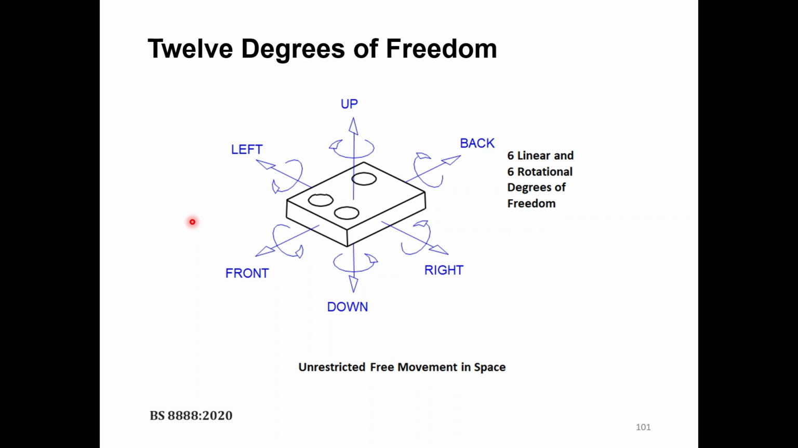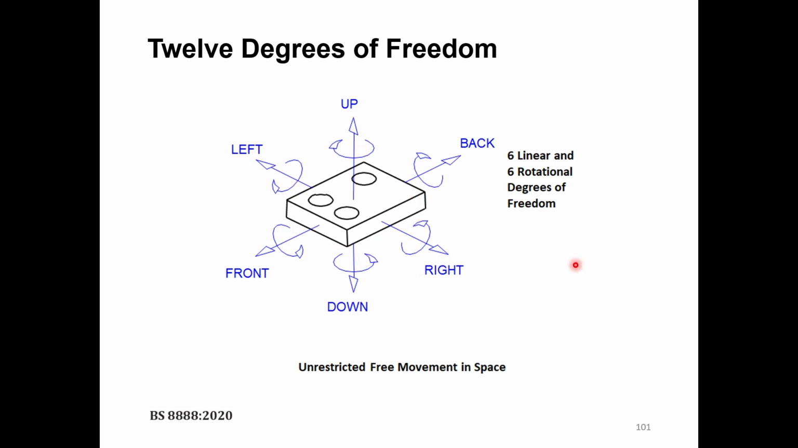Datums are used to kind of restrict the surface. So if you look at what's called degrees of freedom, in this case, if you have unrestricted free movement in space for a specific part, this part can move up or down, front or backwards, to the right or to the left. And for each movement, there is also a rotation movement. So here, rotation in the clockwise direction, rotation in the counterclockwise direction.